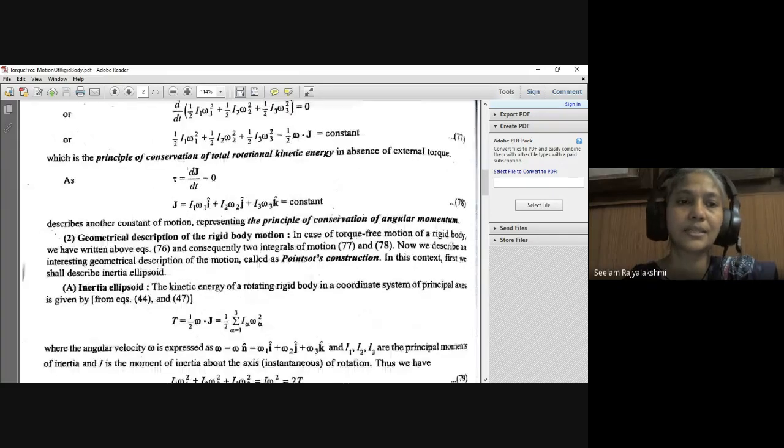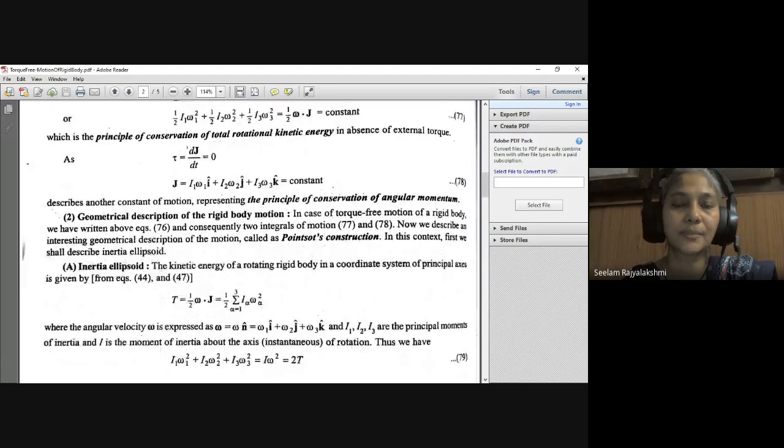Now let us discuss the second one, the geometrical description of rigid body motion. If we consider a rigid body in torque-free motion, that means no external torque is acting on that rigid body, we have written the above equation number 76, and consequently we have obtained two integrals of motion, 77 and 78. Already we have obtained these two equations. Now, we'll describe an interesting geometrical description of the motion called Poisson's construction. In this construction, first we shall describe the inertia ellipsoid.